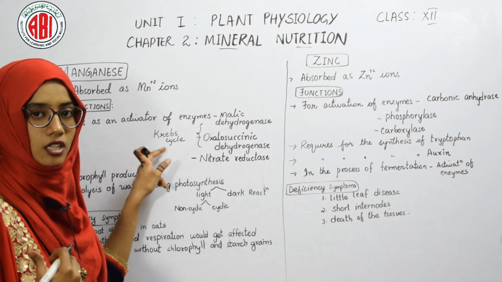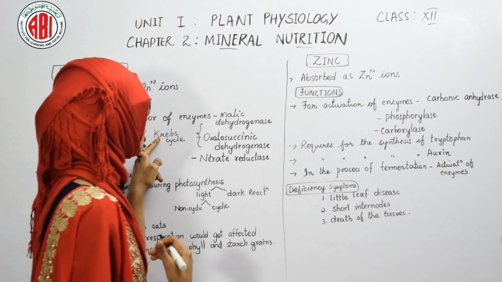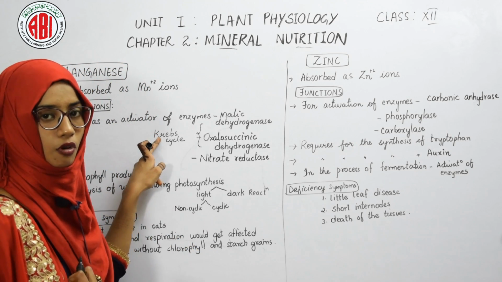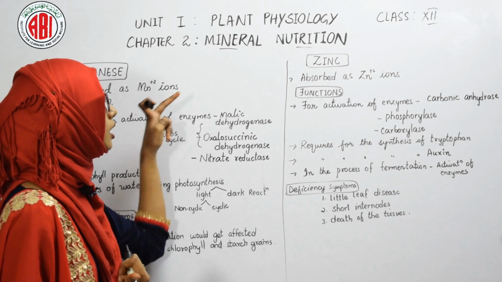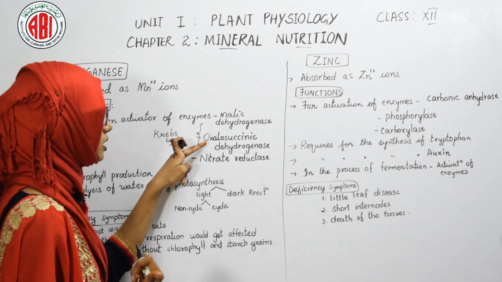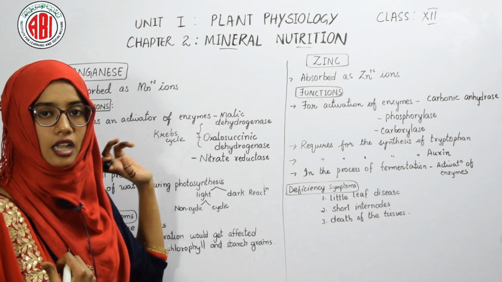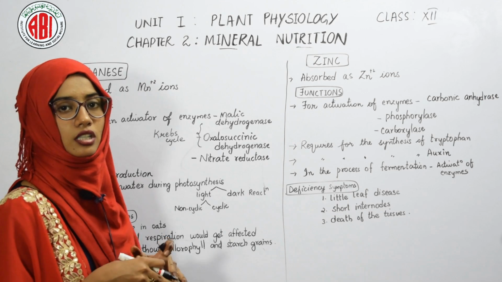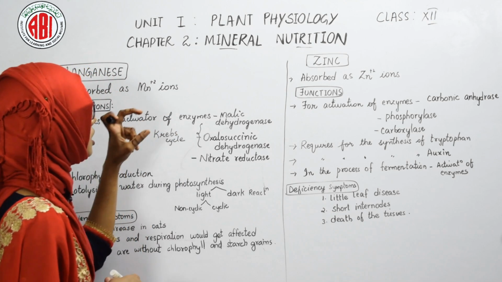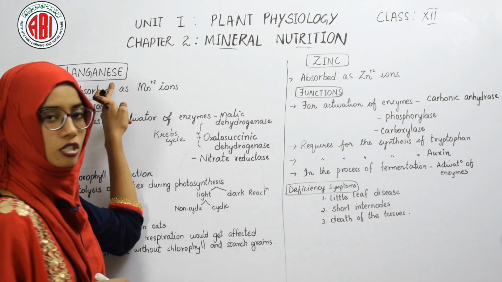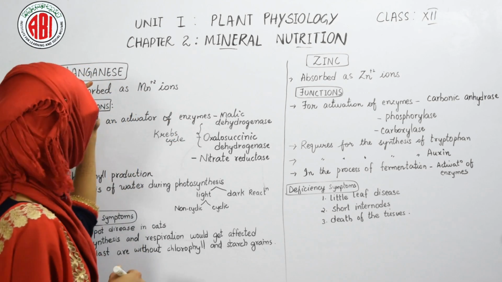There are many pathways, but one of the pathways by which cellular respiration can be carried out is the Krebs cycle, and in this Krebs cycle malic dehydrogenase and oxalosuccinic dehydrogenase are the enzymes that carry out certain steps. The activation of these enzymes is only possible in the presence of the element manganese.